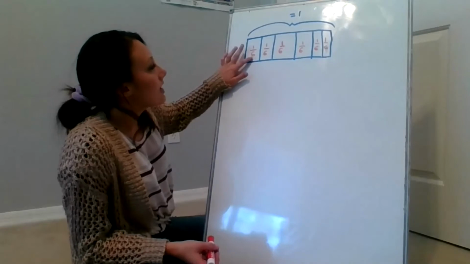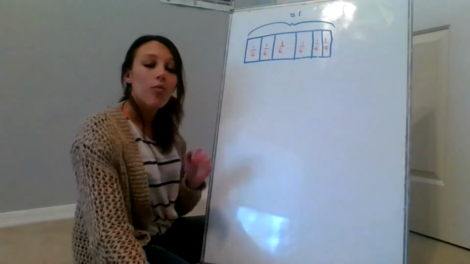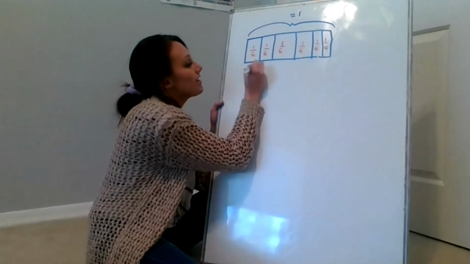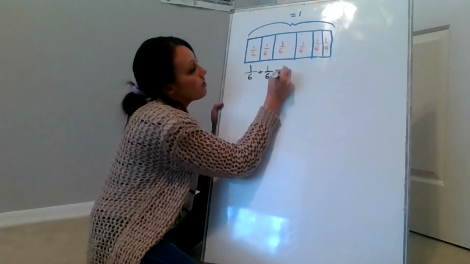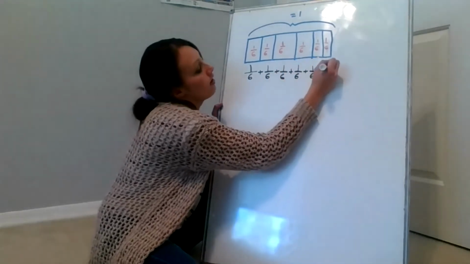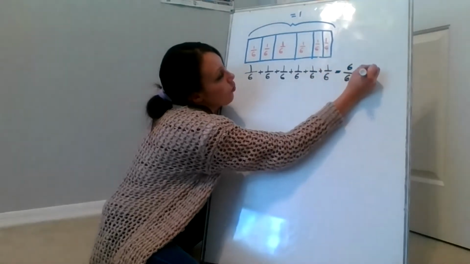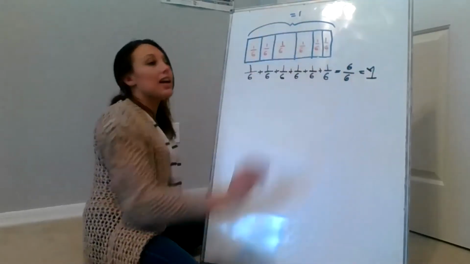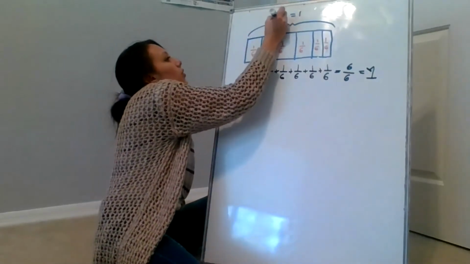Now let's write an equation for this. If we did 1/6 plus another 1/6 plus another 1/6 plus another 1/6 plus another 1/6 plus the final 1/6, we would get 1 whole, right? So let's write this out in equation form. 1/6 plus 1/6 plus 1/6 plus another 1/6 plus 2 more equals 6/6, which equals 1 whole, because that is our whole bar diagram here. So we can also write on top that 6/6 is equivalent to 1.